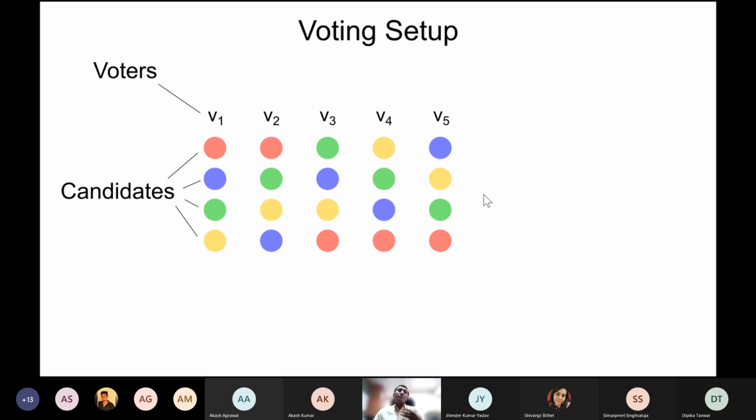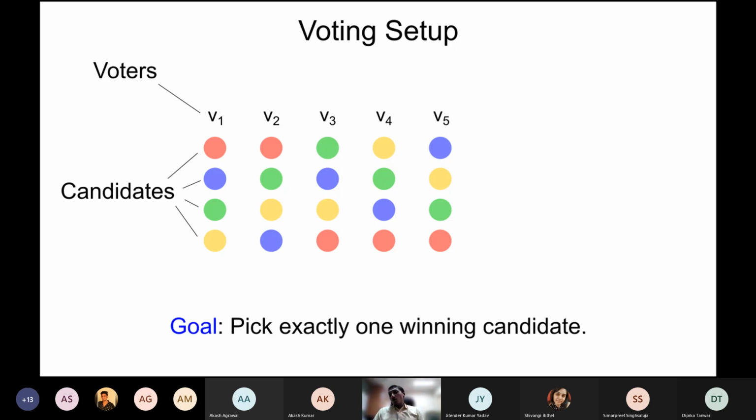This is also known as a preference profile because it gives you the set of preferences of all the voters. And the goal will be to pick exactly one winning candidate. Of course, in many voting applications, you might want to pick multiple winners, right?